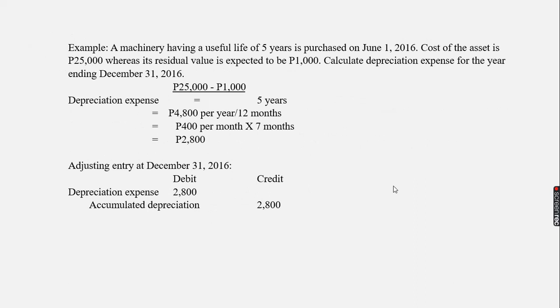Let's take this example. A machinery having a useful life of 5 years is purchased on January 1, 2016. The cost of the asset is 25,000, whereas its residual value is expected to be 1,000. Calculate the depreciation expense for the year ending December 31, 2016.